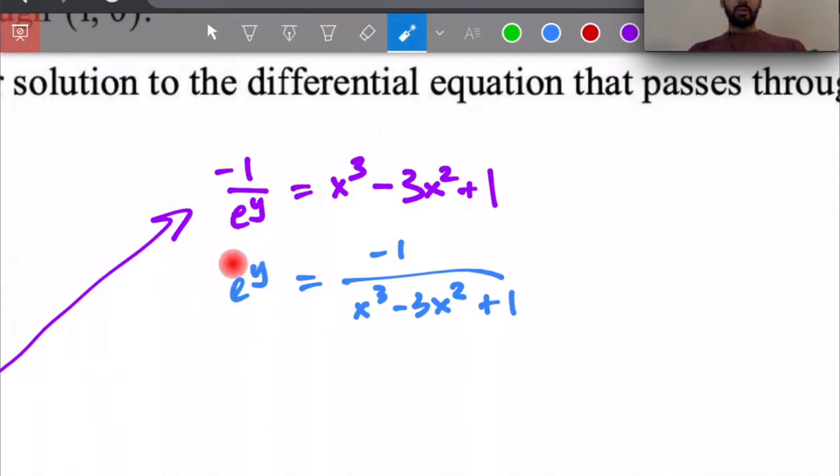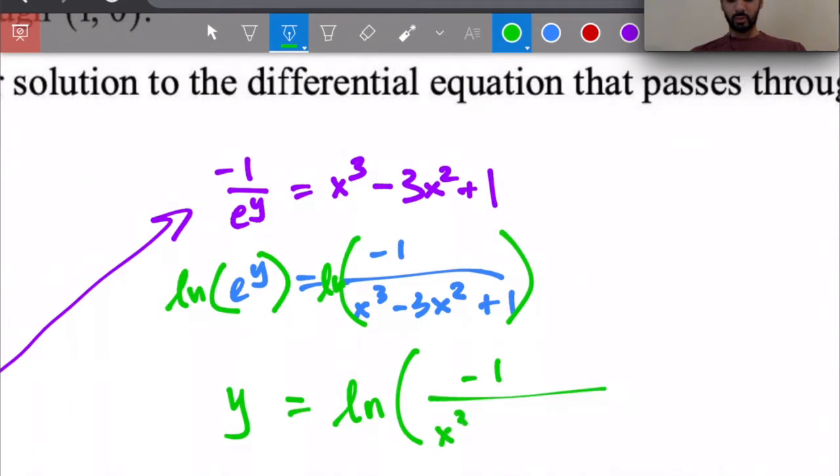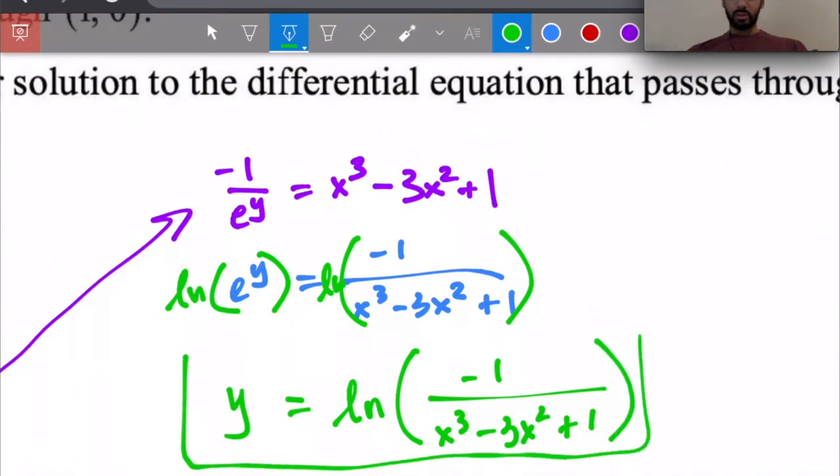Alright, so now how do I get rid of this e? Well, if you look on your study guide, e and natural log are inverses of each other. So to undo an e, I need to apply a natural log to it. So if I take the natural log of this, and I do the same to the other side, because whatever I do to one side, I have to do to the other side, natural log of e to the y leaves me just with y equals. So now I have this natural log here. Negative 1 over x cubed minus 3x squared plus 1. There you go. There's your particular solution.